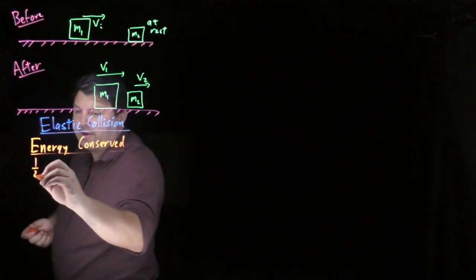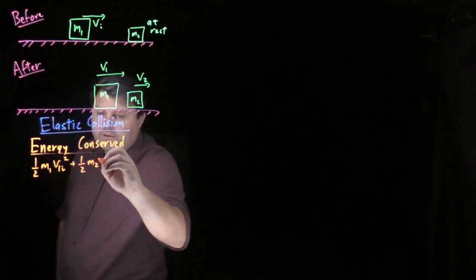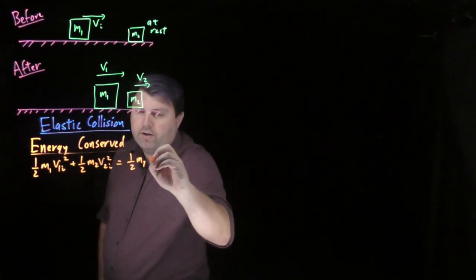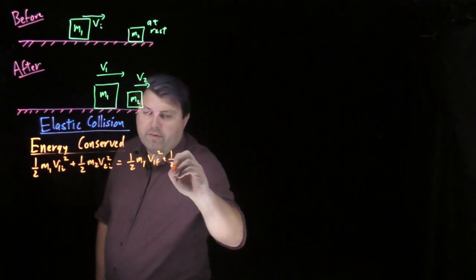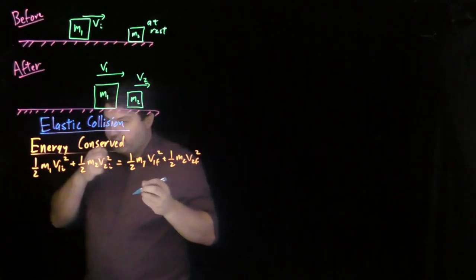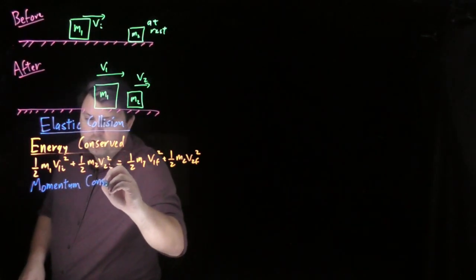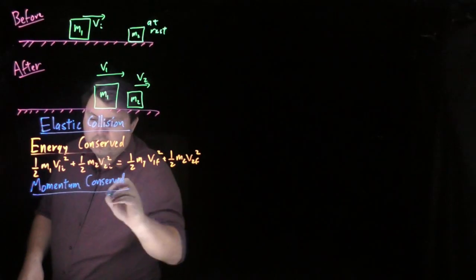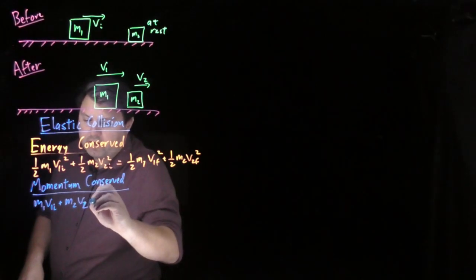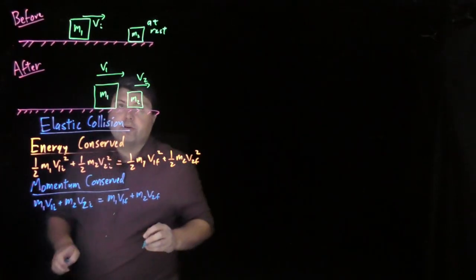Energy conserved means that 1/2 of m1 v1i squared plus 1/2 of m2 v2i squared equals 1/2 of m1 v1f squared plus 1/2 of m2 v2f squared. We also have that momentum is conserved, which is that m1 v1i plus m2 v2i equals m1 v1f plus m2 v2f.